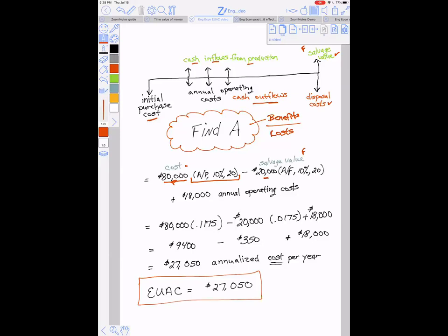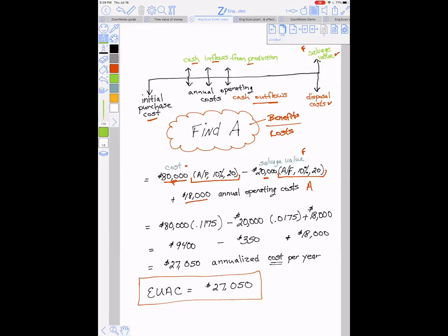So we put the $20,000, multiply it by a factor, find A given F, future value, 10% for 20 years. And then the $18,000 operating costs. They already are in terms of A, so we don't need to multiply that by any factor at all from the interest table. Let's take a look at the signs that I've used here.